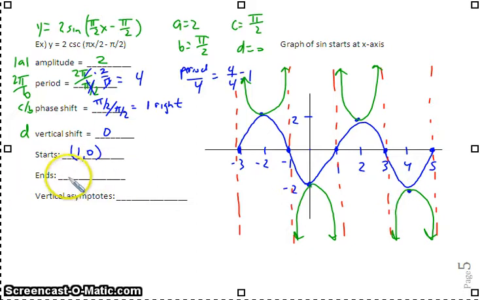So if I finished the rest of this off, I said that it was ending if it started here. The first period ended here at the point 5, 0, and the vertical asymptotes were occurring wherever the sine was equal to 0.